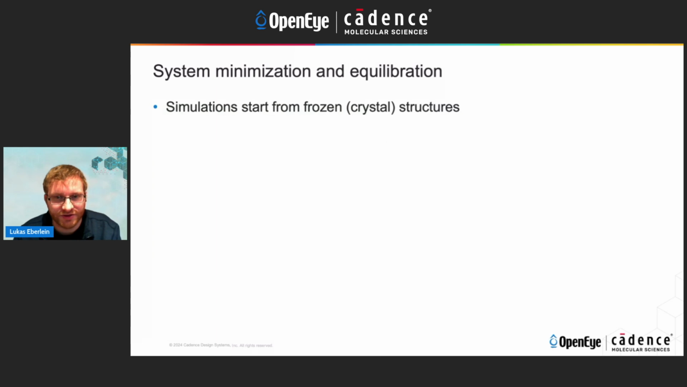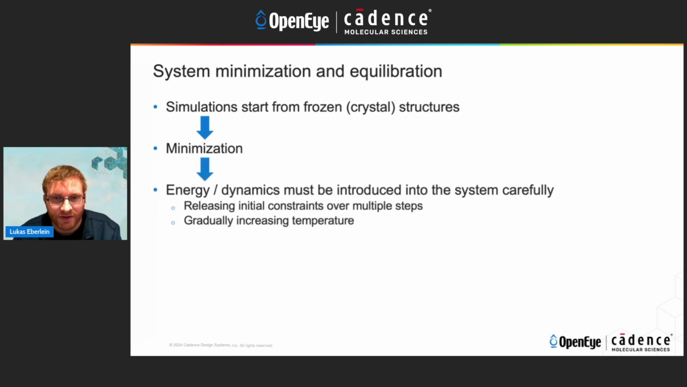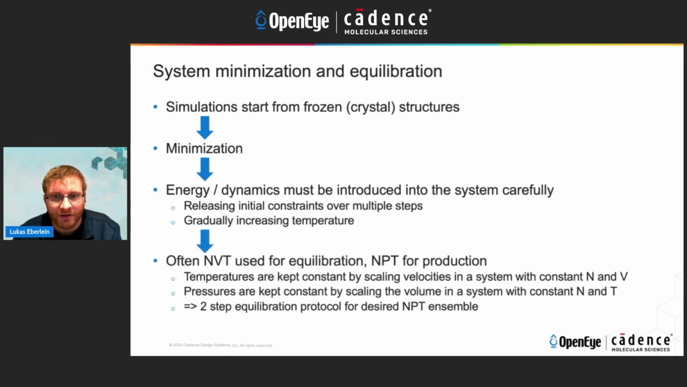To ensure stable simulations, a protocol of minimization and equilibration is usually followed. First, the entire system is energetically minimized to resolve potential clashes in the initial structure and ensure that we have a good starting geometry. Then initial velocities are assigned, usually from a Maxwell-Boltzmann distribution at the desired temperature. Now the system must be brought to equilibrium. During the equilibration, initial constraints are often released over several steps and the temperature is gradually increased. For stability reasons, an initial equilibration is often performed in the canonical or NVT ensemble, which means that we have a constant number of particles, the atoms we placed in our box, a constant volume, the box volume, and we scale the velocities so that the energy in the system matches our desired temperature.